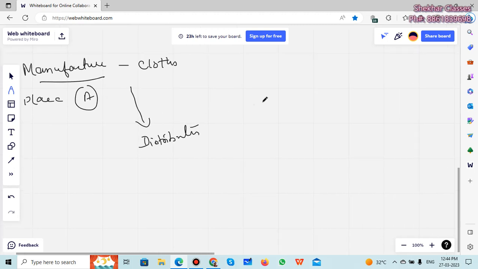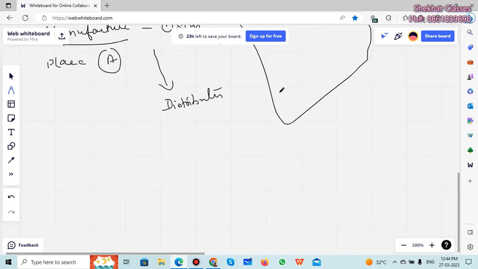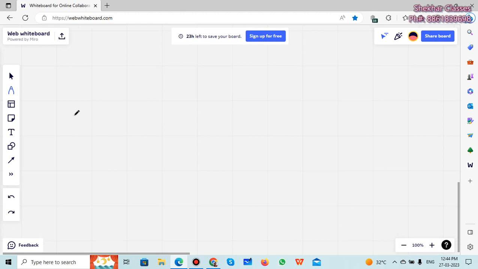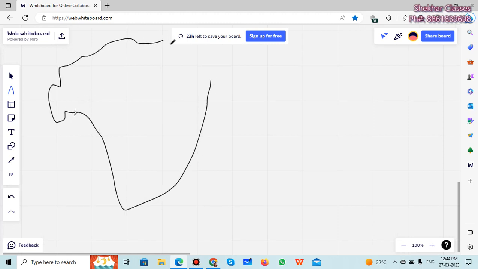Now, what is the concept of distributor? India is a huge country. Take it in this manner. India is a huge country, right? Now, this is the hub where, say, clothes are being manufactured, for example. Generally, Ahmedabad, Surat, and Maharashtra are the areas.